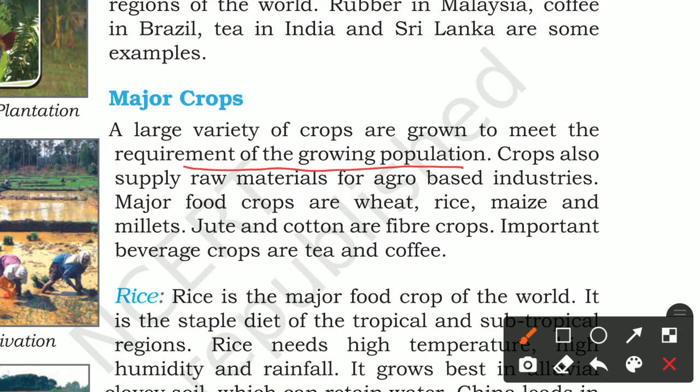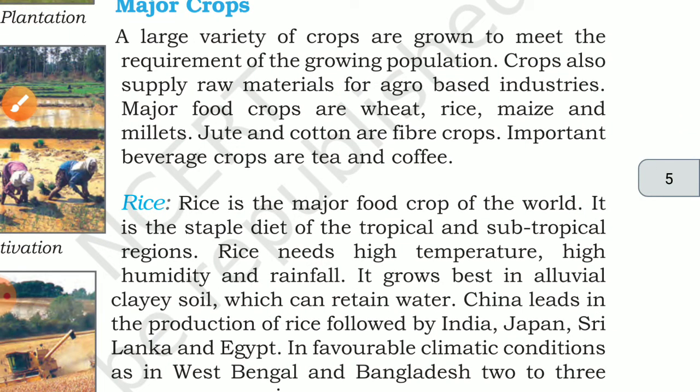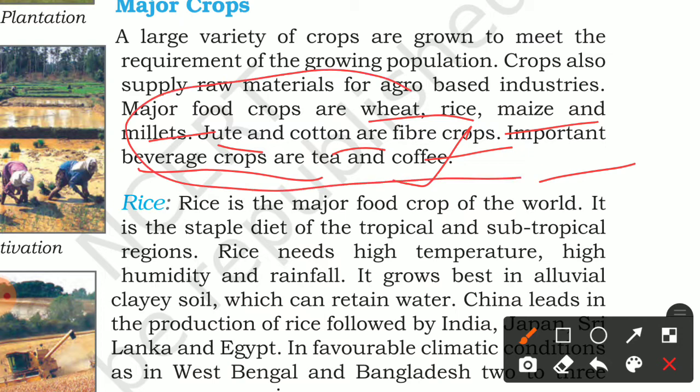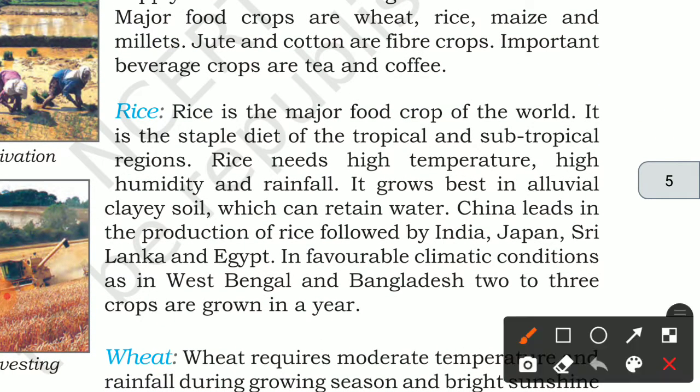Crops also supply raw materials for agro-based industry. Major food crops are wheat, rice, maize, and millets. Jute and cotton are fiber crops, and important beverage crops are tea and coffee. We are talking about all of these crops in this chapter. First, we will talk about rice: what climate and what type of land it needs to grow.